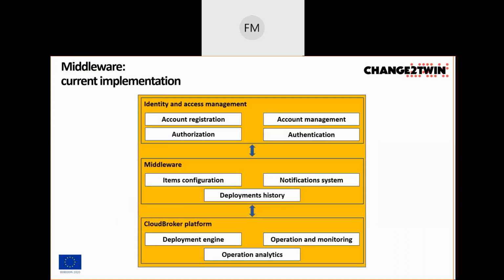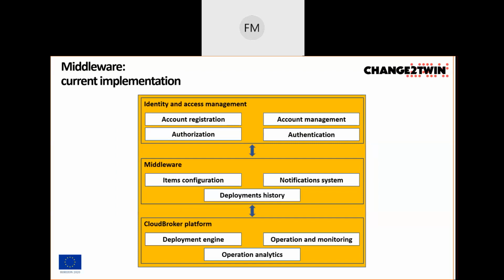So this slide shows the current implementation of the Change2Twin middleware. It somehow differs from the initial design, but it's not the final implementation yet. As you can see, there are three modules. The first one is identity and access management, a module that allows users to log into the marketplace and work with all respective account management features.